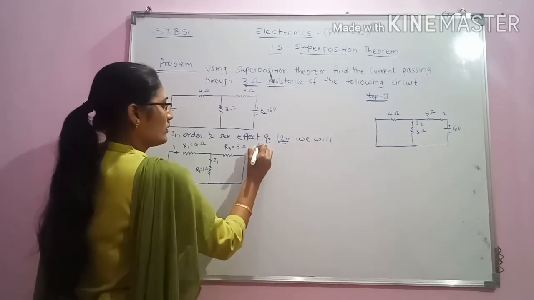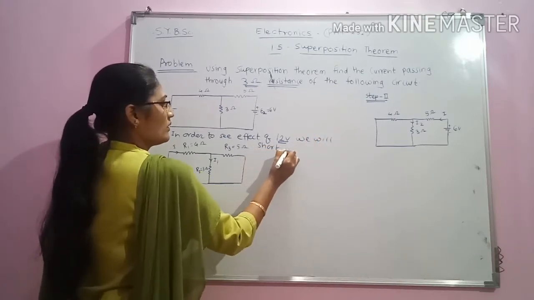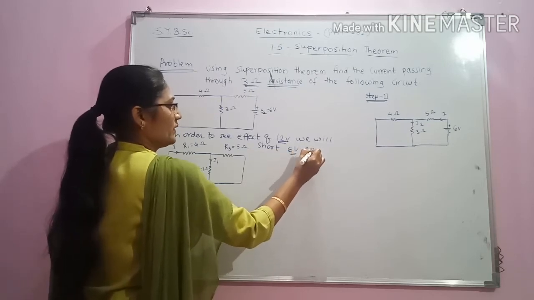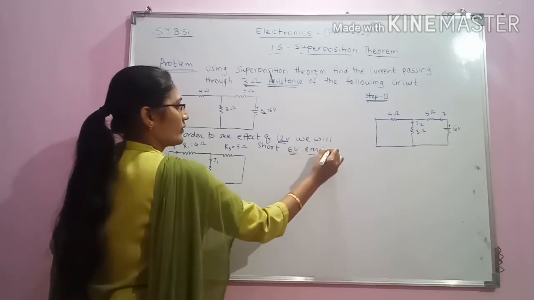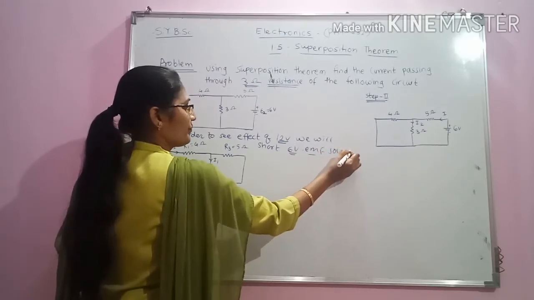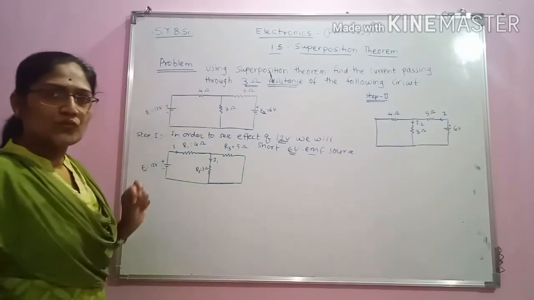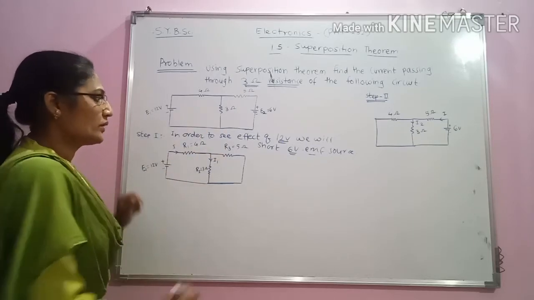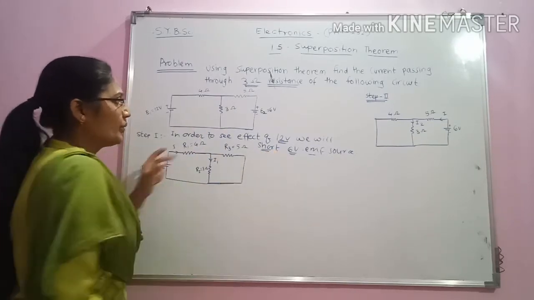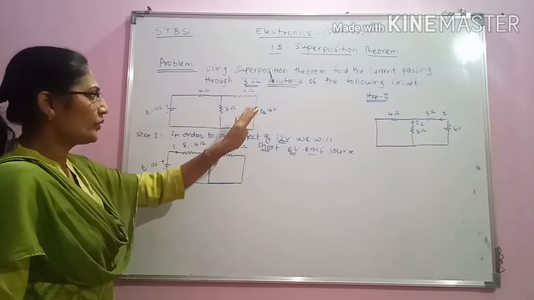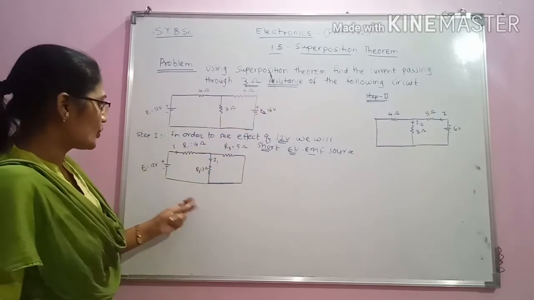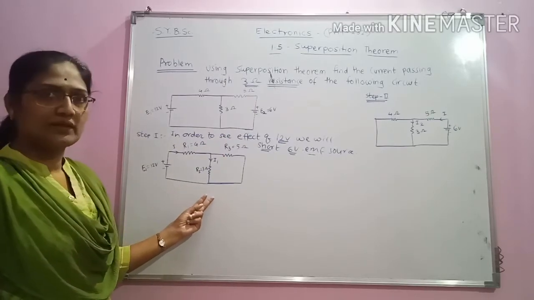We will short the 6 volt battery EMF. The 6 volt EMF source will be shorted. Now, because of this, what will happen? We will remove this in the first step. So, our circuit will become like this.